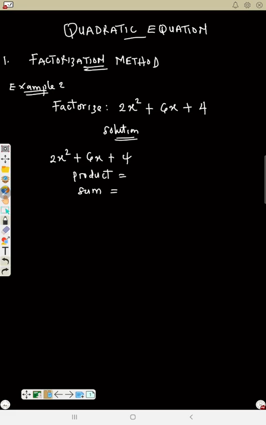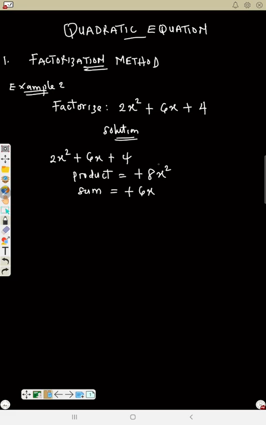So for the product, we multiply the first term by the last term. That will be 2x squared times 4. That will be plus 8x squared, because 2 times 4 will give you 8. That is 8x squared. Then the middle one is the sum, and that is plus 6x. This middle one is our sum. You see, we are using the same approach.